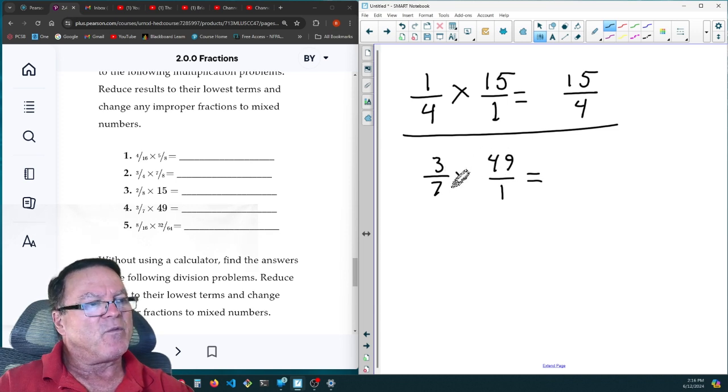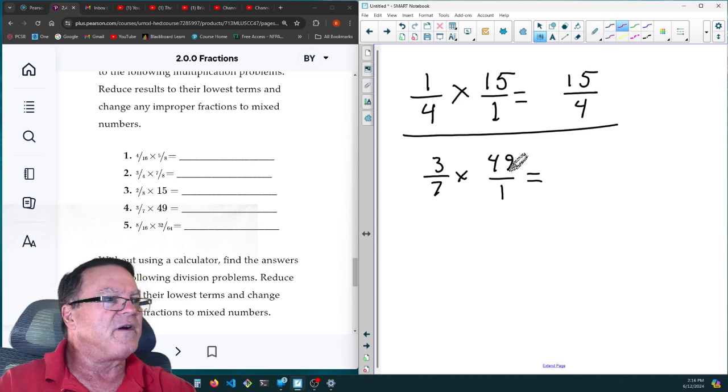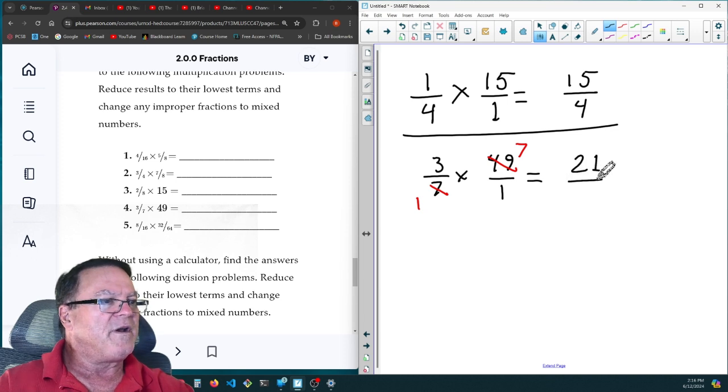And I think that there's something we can do called cross canceling. We have 49 on the numerator of one fraction, and we have 7 on the denominator of another fraction. And 49 is 7 times 7. So let's see if I'm mistaken here. I think that we can rewrite this as, let me use a different color ink here. I'm going to change the 49 to a 7. I'm going to change the 7 to a 1. And I'm going to say 3 times 7 equals 21. And 1 times 1 equals 1. So I'm going to say this equals 21.